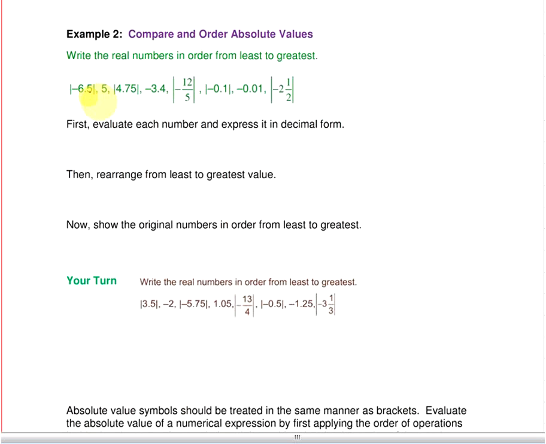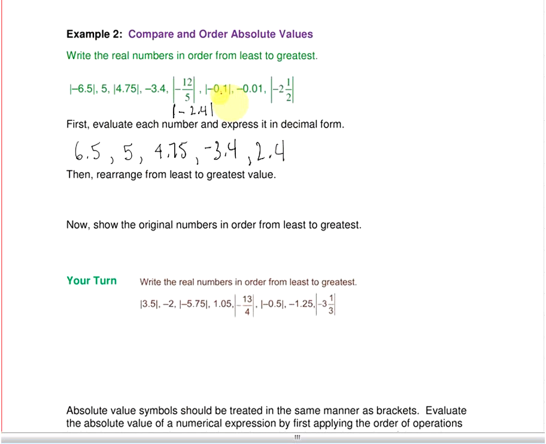Alright, so our first number is the absolute value of negative 6.5. Remember, the absolute value of any number has to be positive, so the absolute value of negative 6.5 is 6.5. Okay, 5 is already evaluated. The absolute value of 4.75 is positive 4.75. And then we have negative 3.4. Now the absolute value of negative 12 over 5 is the same as the absolute value of negative 2.4, and so the absolute value of negative 2.4 is positive 2.4.